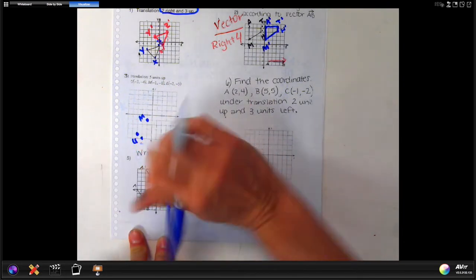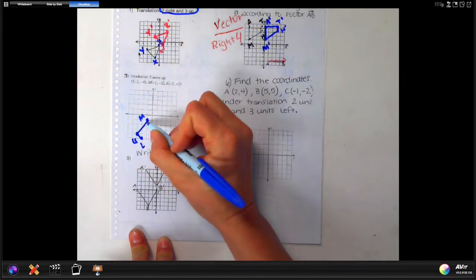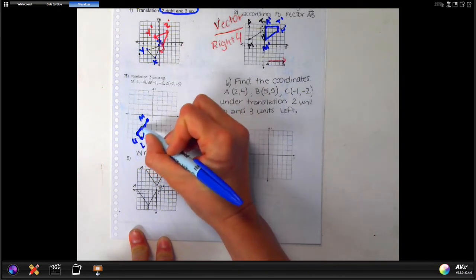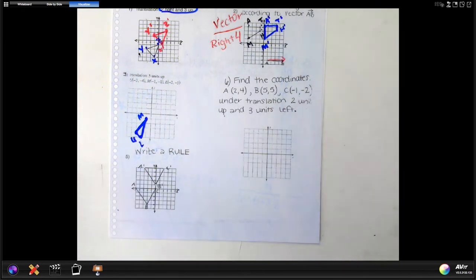Okay. Why did I not put the prime signs on this? Because it's the original. It's the original. It kind of looks like a blue Dorito on mine. Okay, it should look like a thin little Dorito chip.